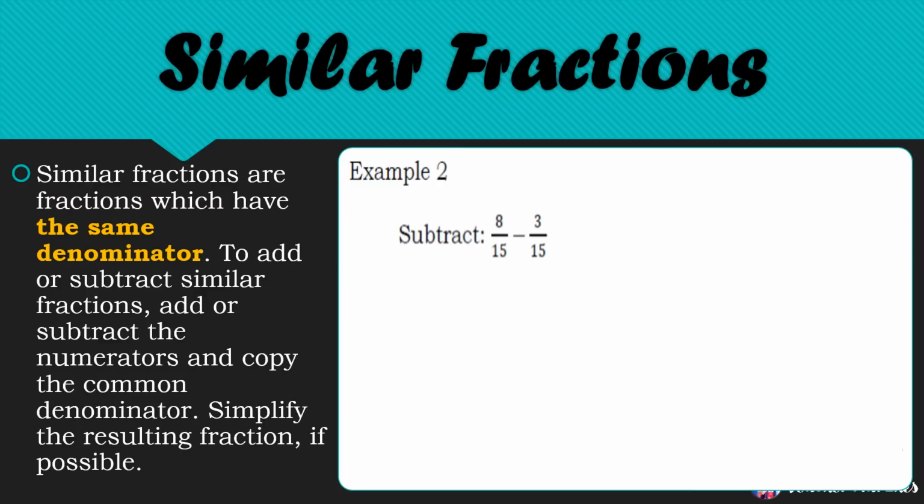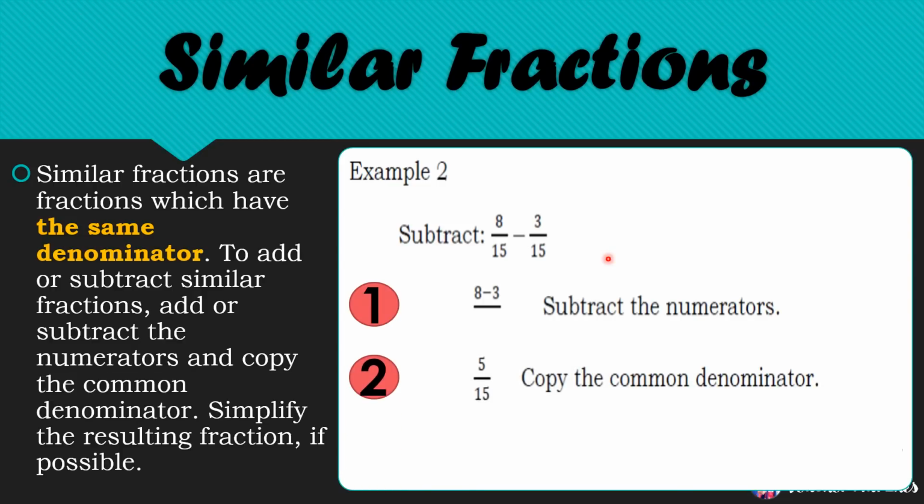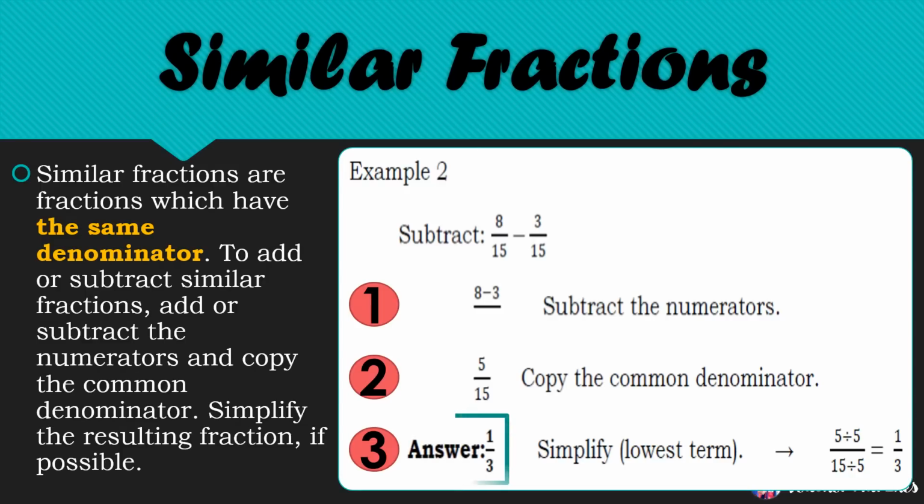Another example, subtract 8 over 15 minus 3 over 15. So number 1, subtract the numerators, 8 minus 3. Then number 2, copy the common denominator, 15. So we have 5 over 15. Then simplify the answer. So 5 and 15, the GCF is 5. So 5 divided by 5 is equal to 1. 15 divided by 5 is equal to 3. So, since this is a unit fraction, therefore, naka-lowest term na po ang 1/3. So, the answer is 1/3.